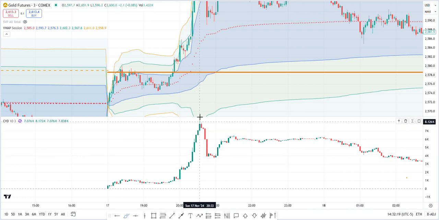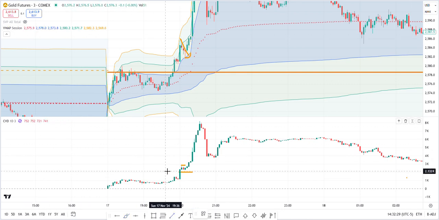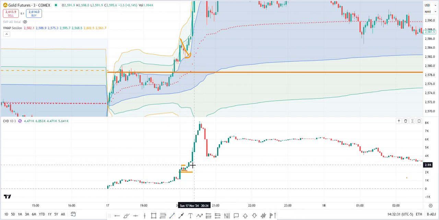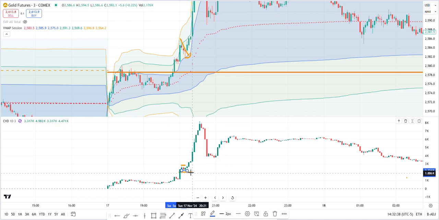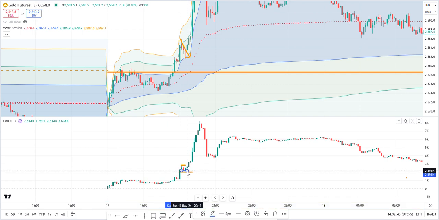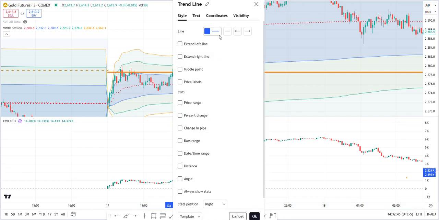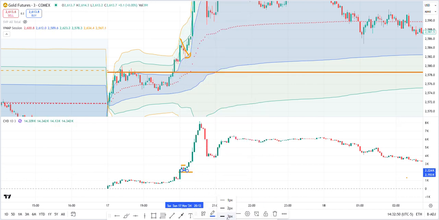Now you see how price is moving down, but delta is staying flat. That there is divergence. Delta is flat. So how do I change this now? Apply default. Let's just do this. Style, maybe thicker. Okay, and now there's divergence here.